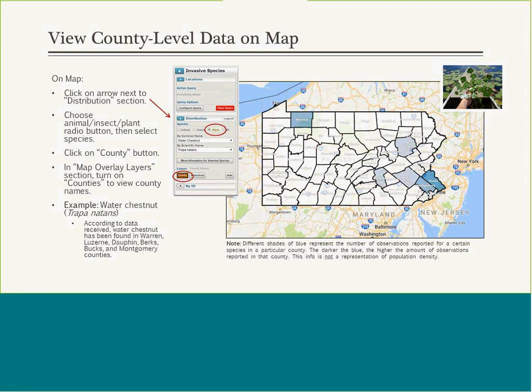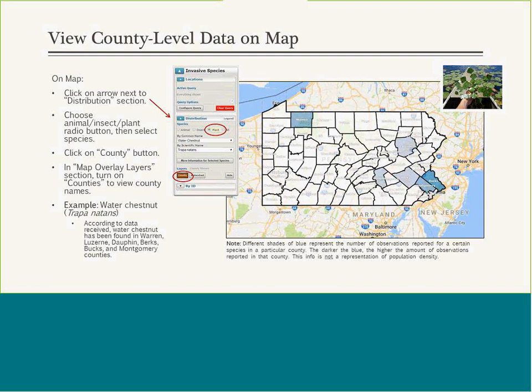And there, if you look down at the bottom of that section, you'll see a button that says county. So I'm going to click on county, and then the map overlay layer section that we've just been talking about, turn on your county layer. And this is what you would see if you logged into the database. The information would highlight and would indicate all the different counties where water chestnut is currently being found.